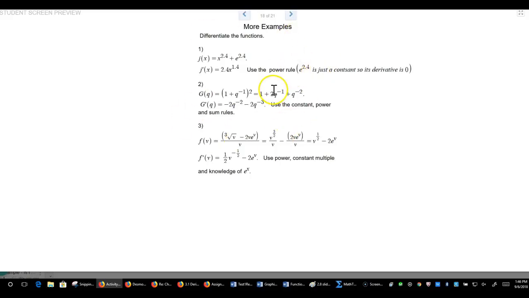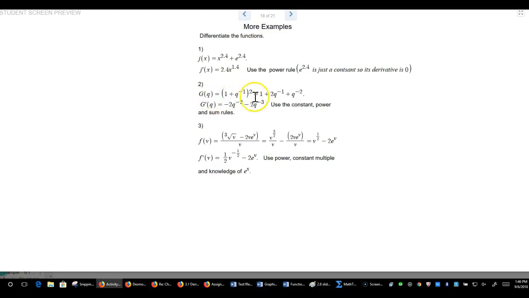So now let's combine a few more things. In this example, e to the 2.4 power is just a constant, so its derivative is 0. And this is a power function, so I bring down the power and subtract 1 from the exponent.